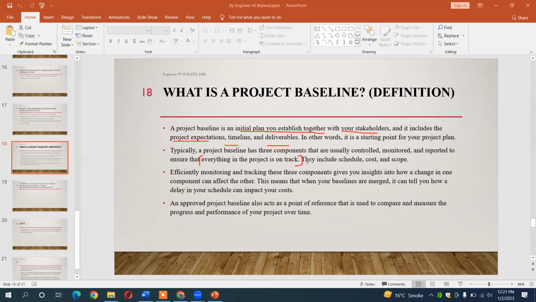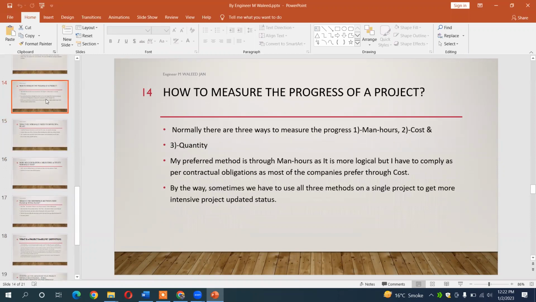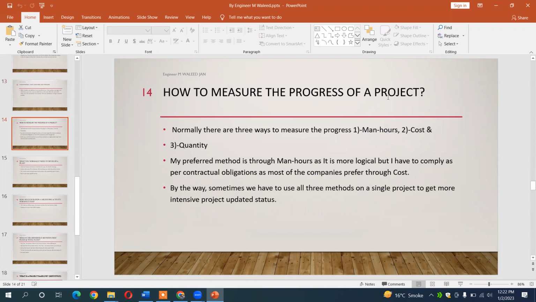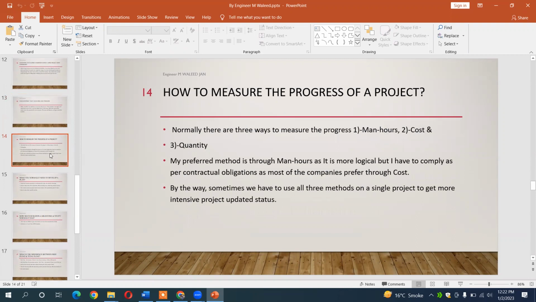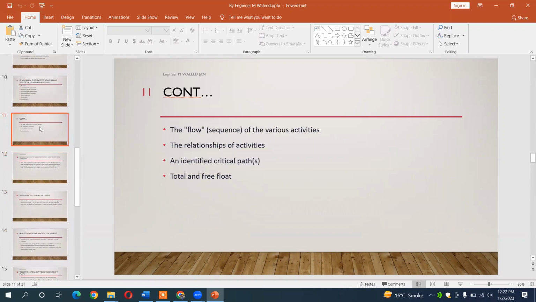It normally includes your cost, your schedule, and your scope. So your baseline tells you about the expectation, timeline, and deliverables. It means that at every point of the project it tells and helps you. So make sure that the baseline is actually used for it. If someone asks you how to measure the progress of the project, let me show you one more thing here.